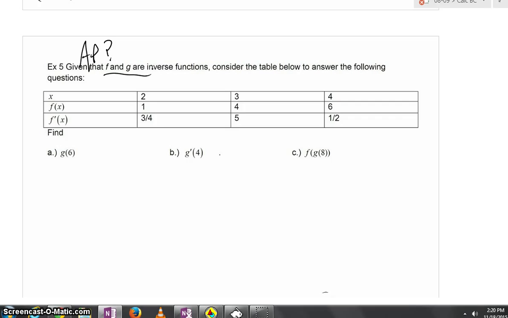It says, find g of 6. Well, 6 is an x value. We always see that in function notation.